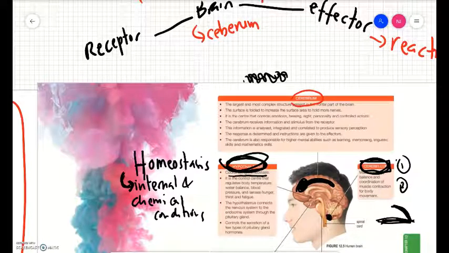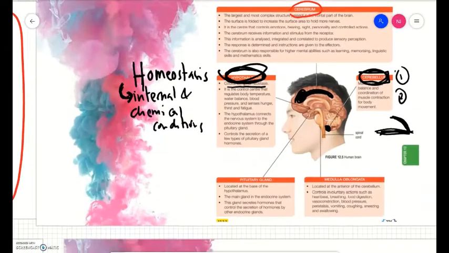So as you can see here, hypothalamus is a bridge between nervous system and endocrine system through a pituitary gland. As you can see here, pituitary gland is located near to the hypothalamus. It's at the base of the hypothalamus. So hypothalamus is the main gland to endocrine system. Again, this gland secretes hormone that controls the secretions of hormone by other glands.